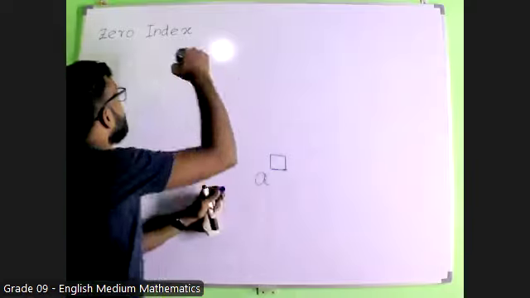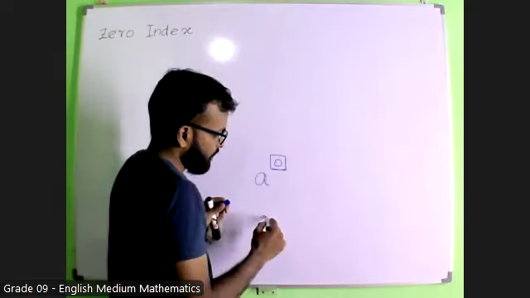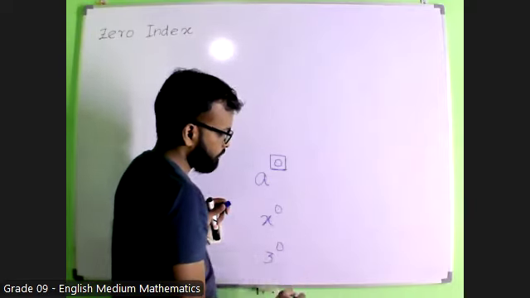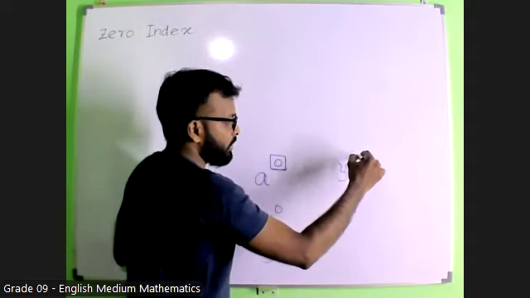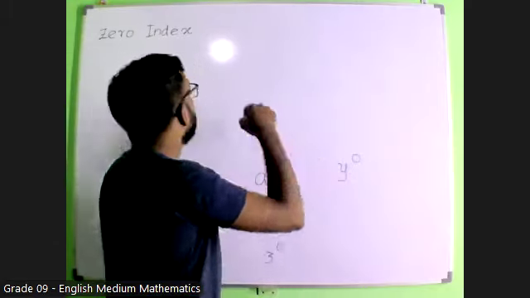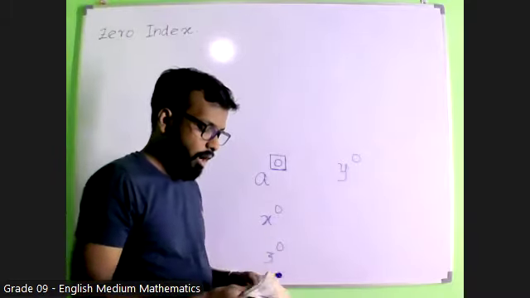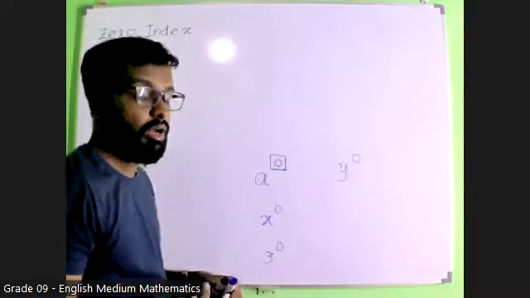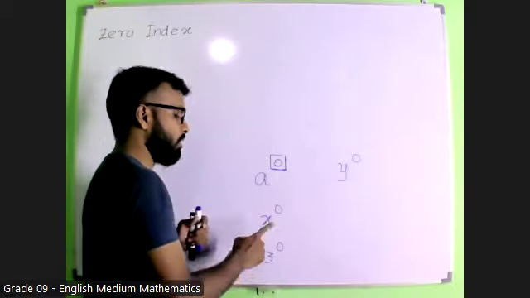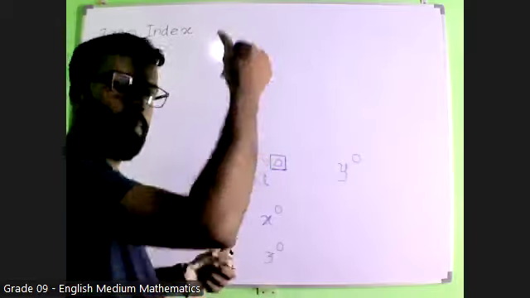It becomes zero. X to the power zero, 3 to the power zero, y to the power zero. So this is the meaning of this subtitle. Now we are going to see how that comes, and what is the answer of this: A to the power 0, x to the power 0, 3 to the power 0, y to the power 0, or whatever number to the power 0.